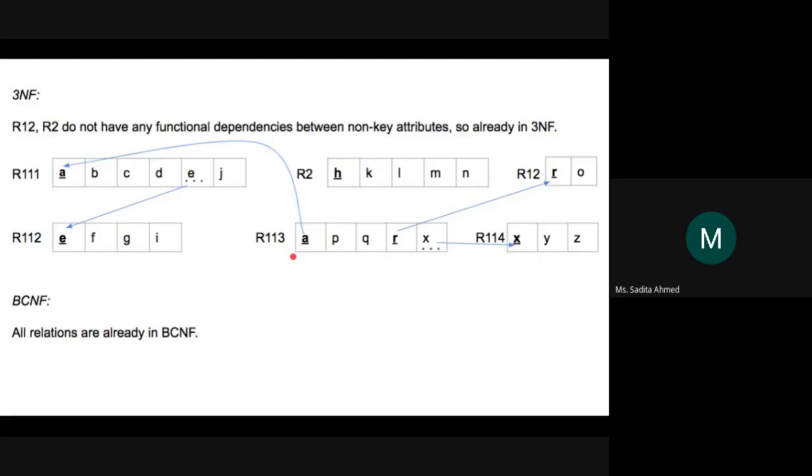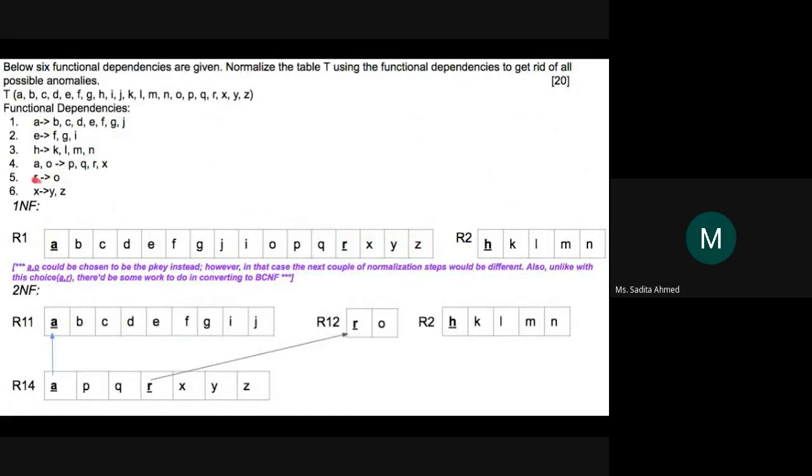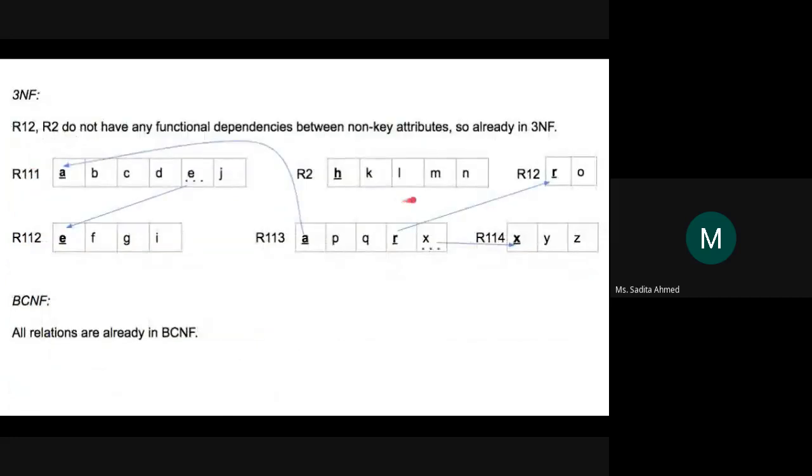Wait. There are R and X which could be determinants, but wait. When will R be a determinant? Only when O is present, because O is dependent on R. Is O present in R113? No. So since O is not present in R113, there's no attribute in R113 that depends on R. R113 doesn't have any attributes which are depending on R. So R is not a determinant here, hence there's no way it's going to be a candidate either. Now X.